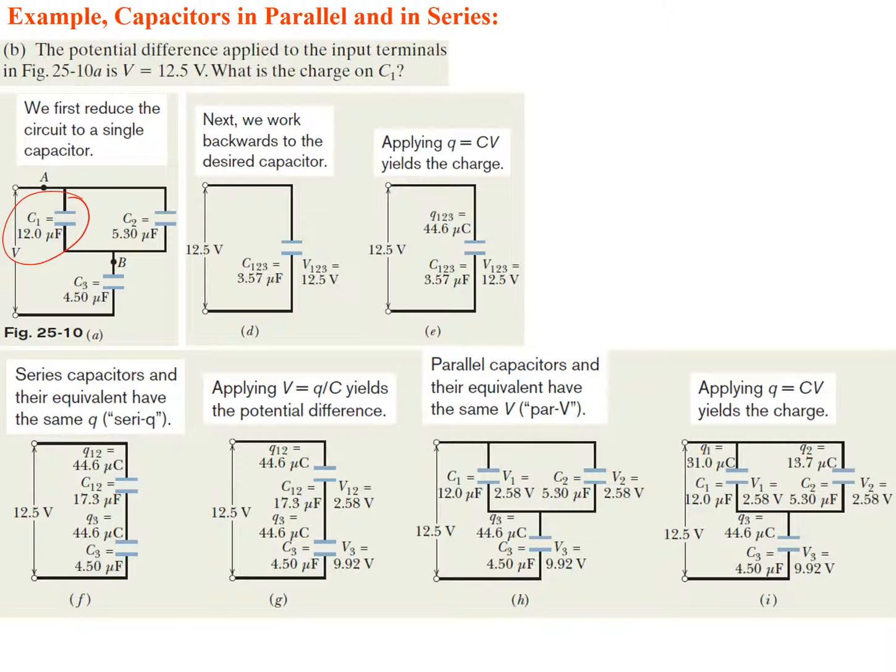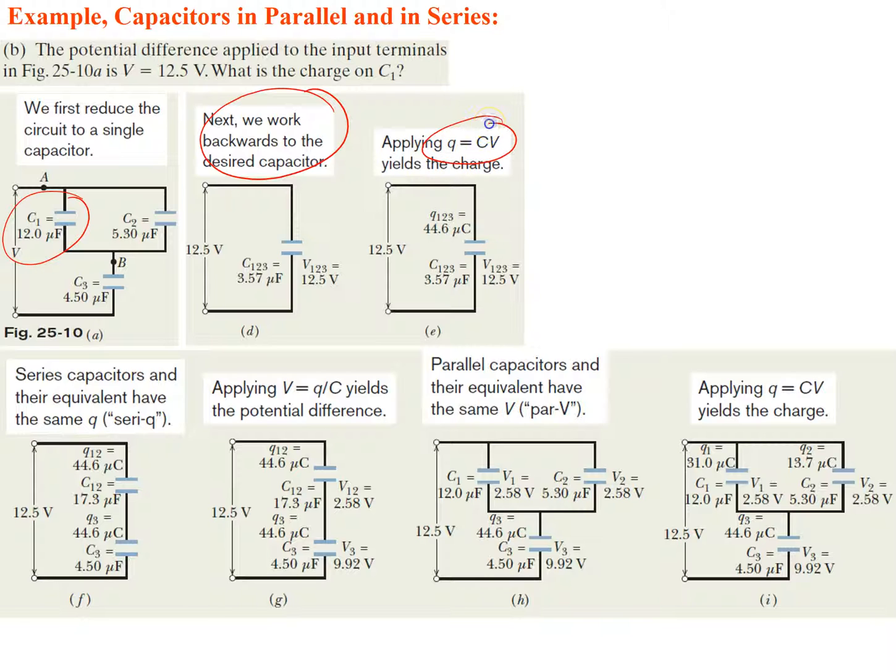put everything into one capacitor. So simplify the circuit down to one capacitor. What that'll do is tell us what the equivalent capacitance is, and then we would also know what the voltage is across this one simplified capacitor. We did that in the last step. At this point, we need to work backwards to the desired capacitor.